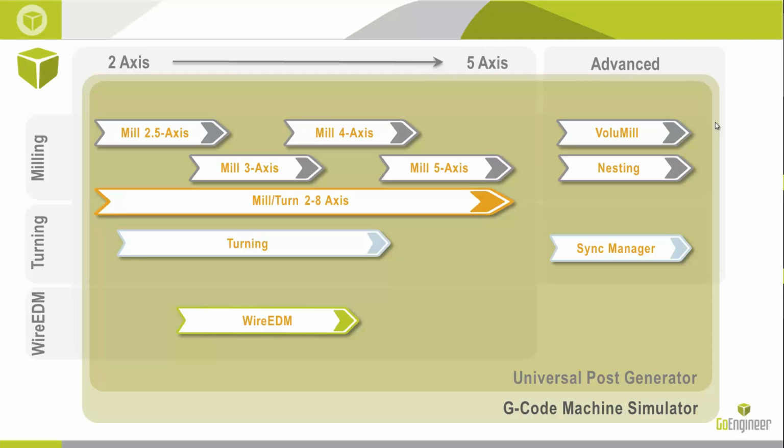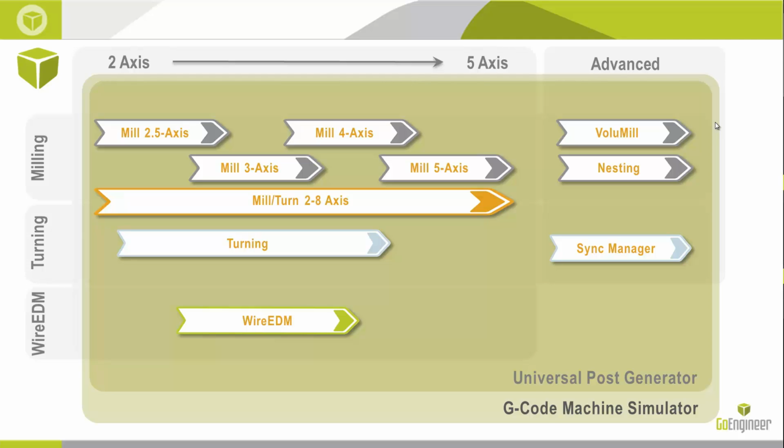We can do 2 or 4-axis turning. So 2-axis would be your standard lathe, and 4-axis would be a dual turret lathe, front and back turret. And then in that 4-axis, we can sync those front and rear turrets. So if you need to make a cut on the ID and the OD of a part simultaneously, for example, we can sync those turrets together using the sync manager.